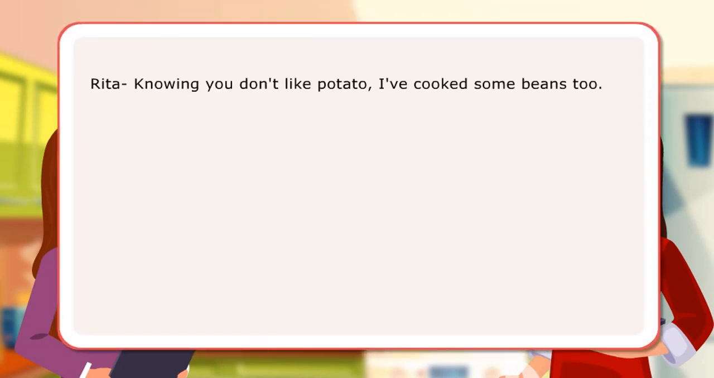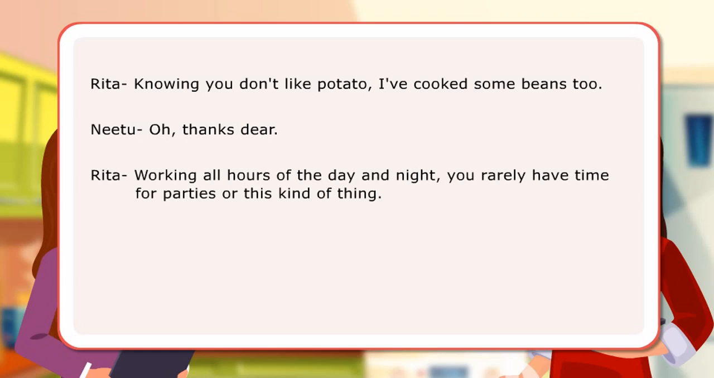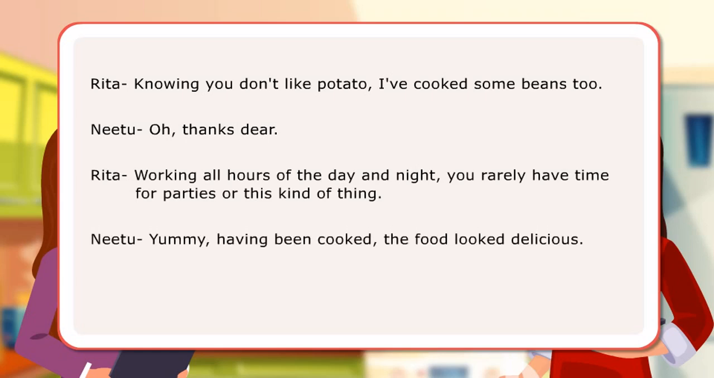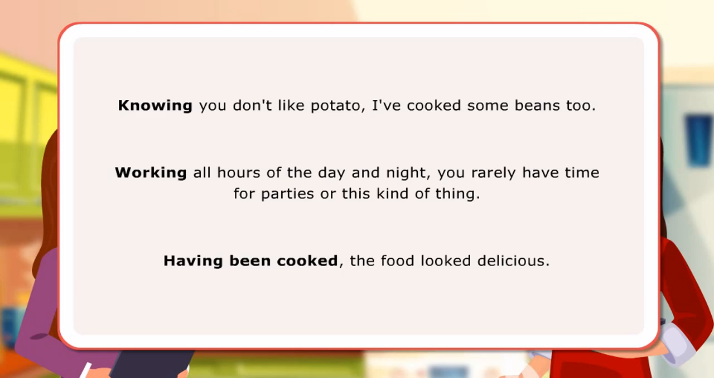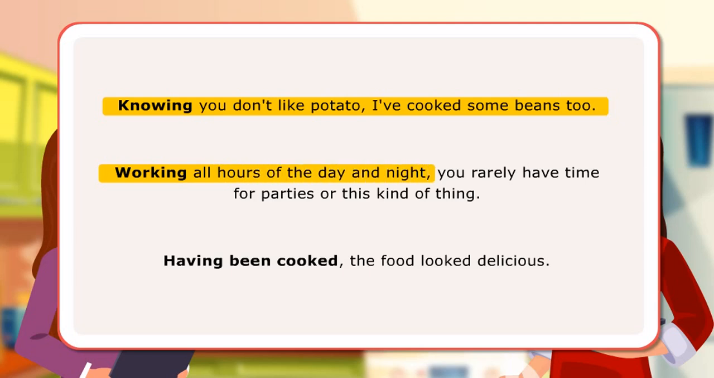In the above conversation, the sisters used clauses with participles to give more information about the noun. Here are the example sentences. Knowing you don't like potato, I have cooked some beans too. Working all hours of the day and night, you rarely have time for parties or this kind of thing. Having been cooked, the food looked delicious.